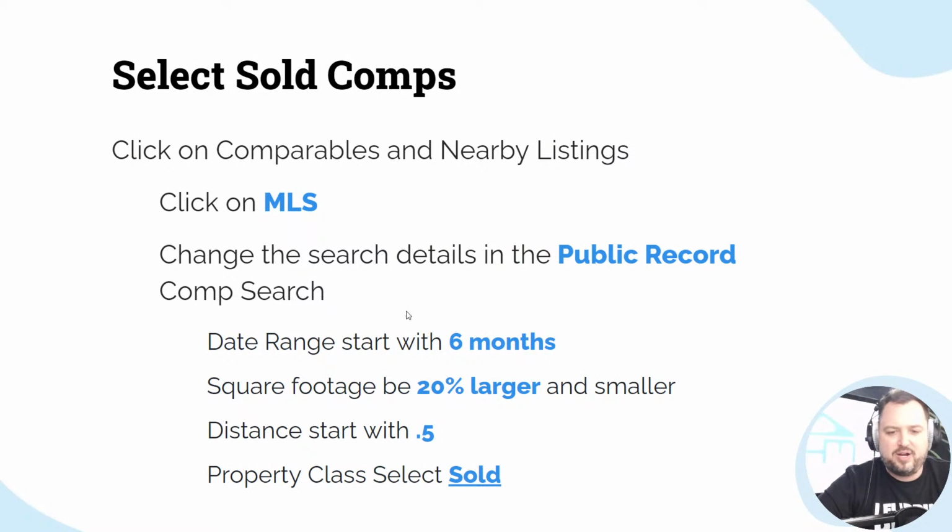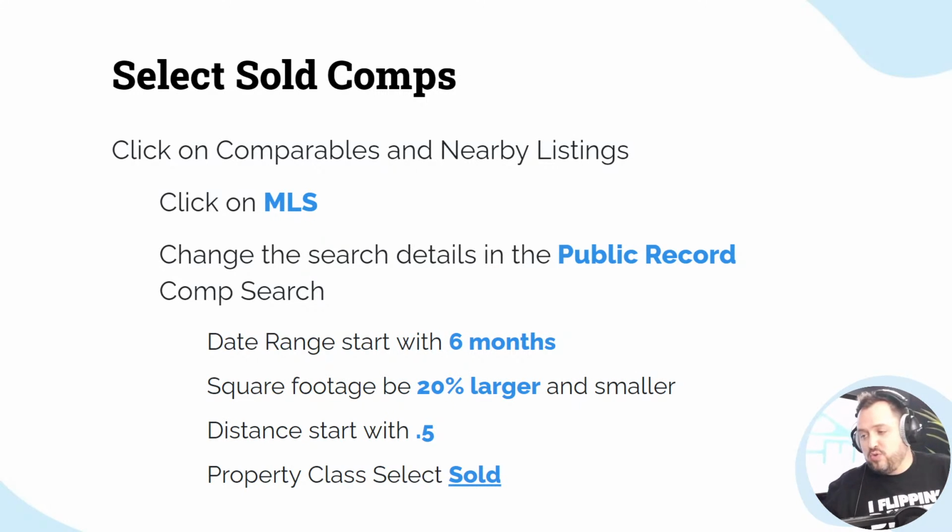We want to use the public records on the MLS. I usually start within 6 months. I start with 20% larger and smaller, distance being a half a mile, but you can see on that one I adjusted it to 0.4 because when I went the half a mile, I was getting comps outside the area. It doesn't mean you necessarily have to adjust it.